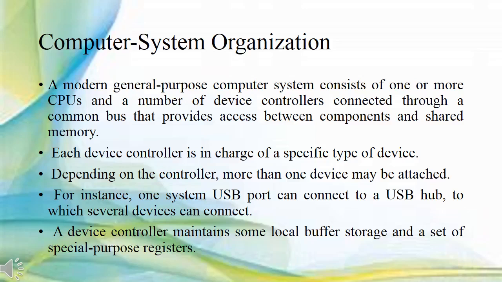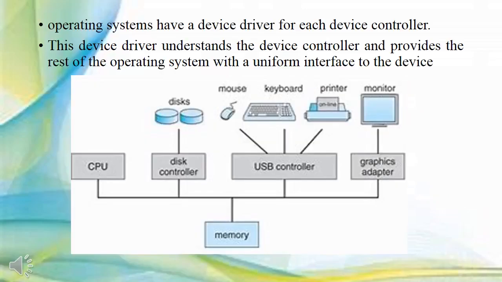A device controller maintains some local buffer storage and a set of special purpose registers. Operating systems have a device driver for each device controller. This device driver understands the device controller and provides the rest of the operating system with a uniform interface to the device. In the below diagram, memory contains CPU, disk controller, USB controller, graphics adapter. The disk controller handles disk, then the USB controller handles mouse, keyboard, printer. And monitor is said to be the graphics adapter.